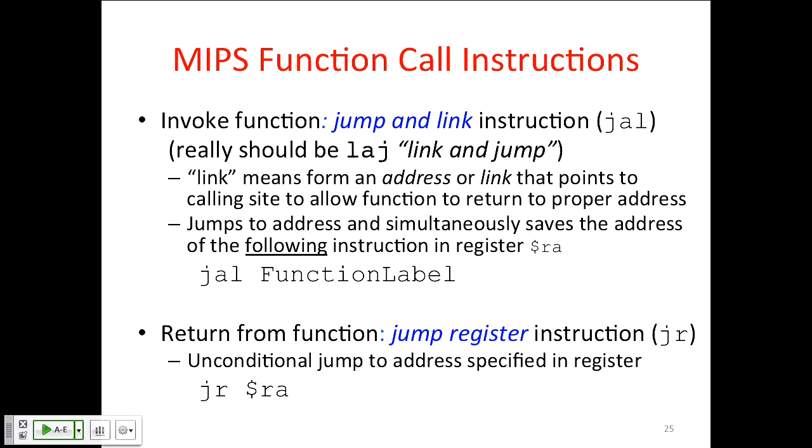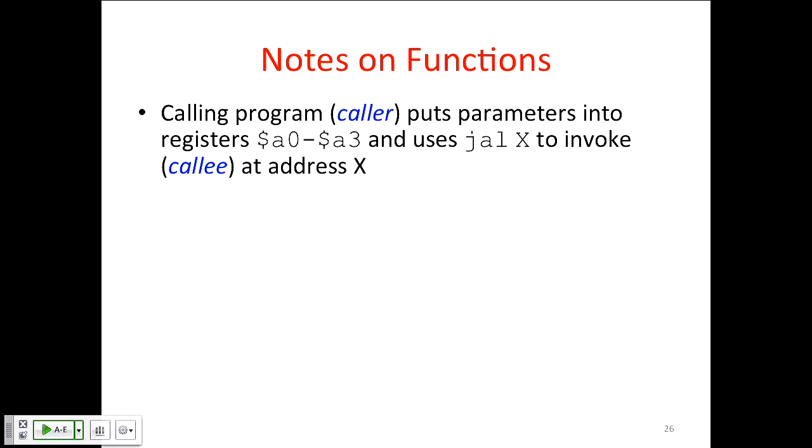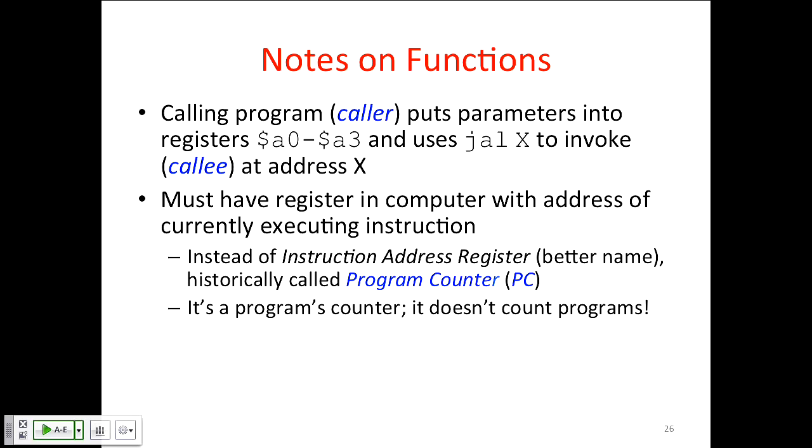Jump register doesn't have to use RA. You could jump register to any register. But jump and link only writes to RA, right? You could copy RA to some other register and then do jump register to that other register. But jump and link only writes to RA. So this is kind of getting onto the convention. The caller, the thing that's invoking the subroutine, puts the arguments into A0 through A3, then uses jump and link X to go to the address of the subroutine in X.